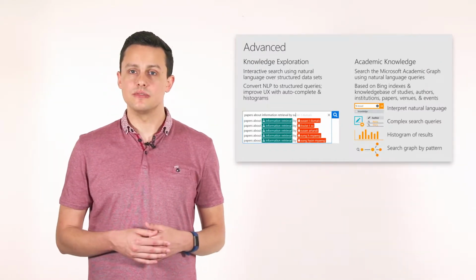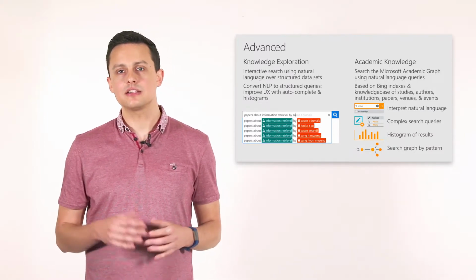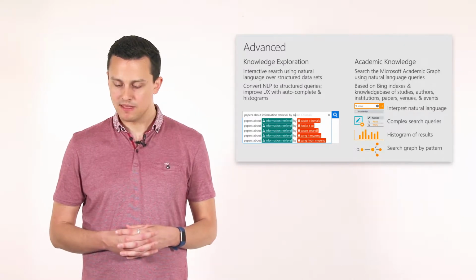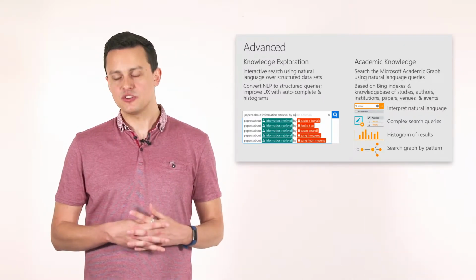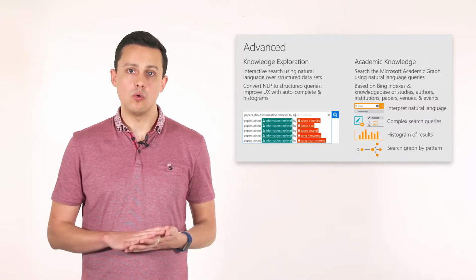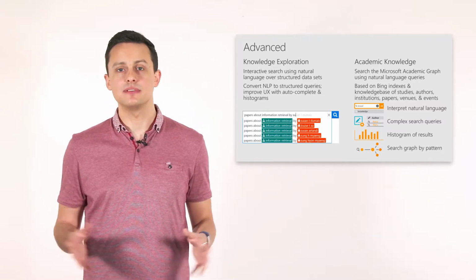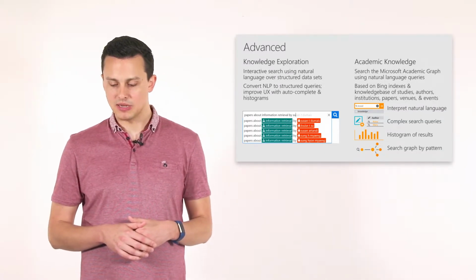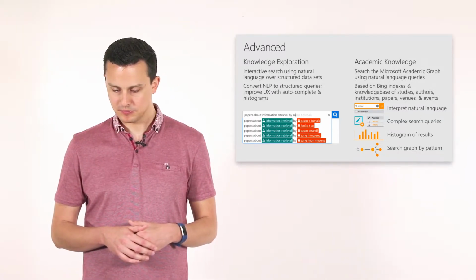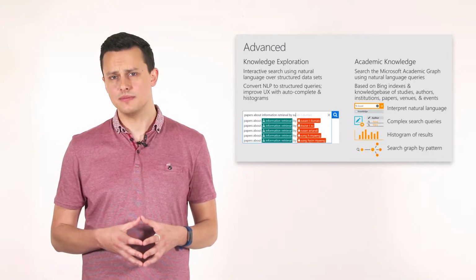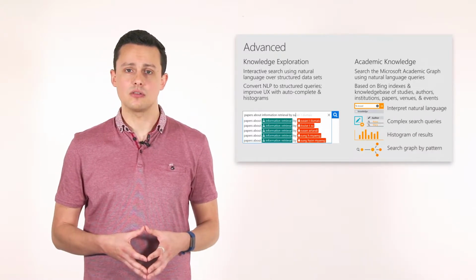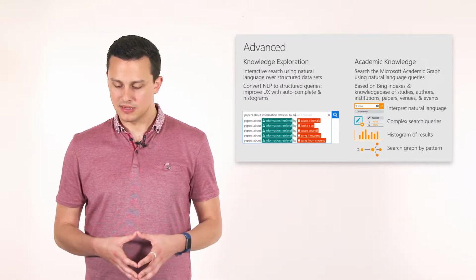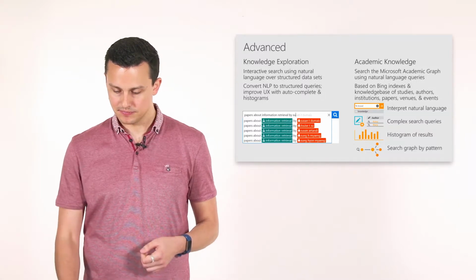The other more advanced service is Academic Knowledge, and this exposes Microsoft's Academic Graph as a service. Bing indexes a whole bunch of academic data, including studies, authors, institutions, venues, papers, and events. And it allows you to query this information through the Academic Knowledge service. So this is a domain-specific service that exists in the Cognitive Services family and is really only applicable if you're building more academic search capabilities.